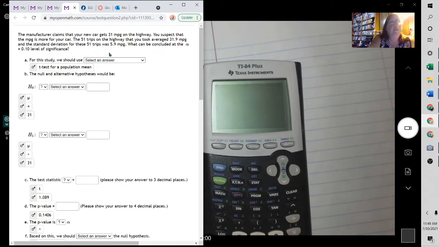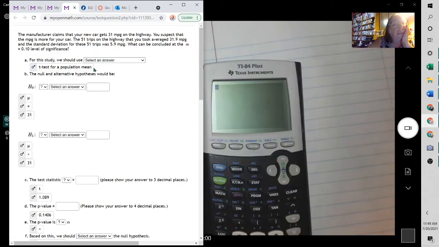The manufacturer claims that your new car gets 31 miles per gallon. You suspect miles per gallon is more for your car. The 51 trips on the highway that you took averaged 31.9 miles per gallon, and the standard deviation for the 51 trips was 5.9. What can you conclude at alpha being 0.1?